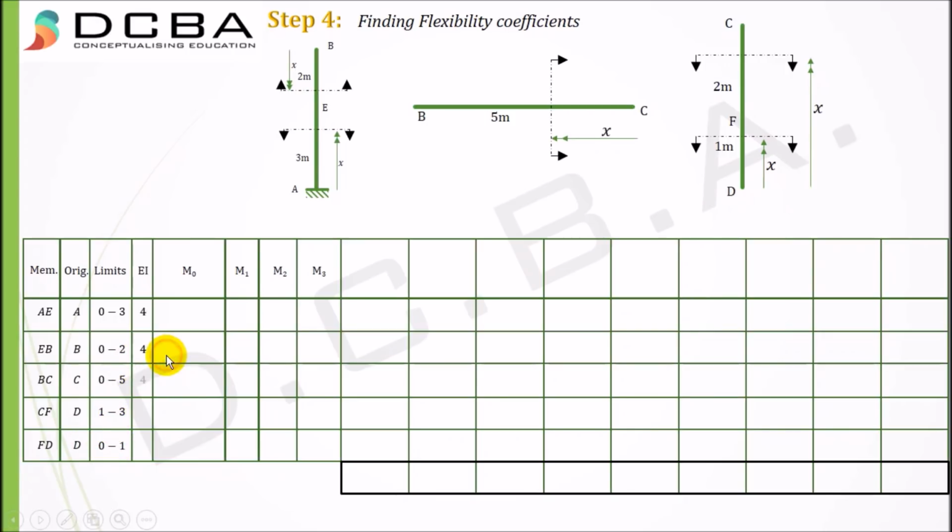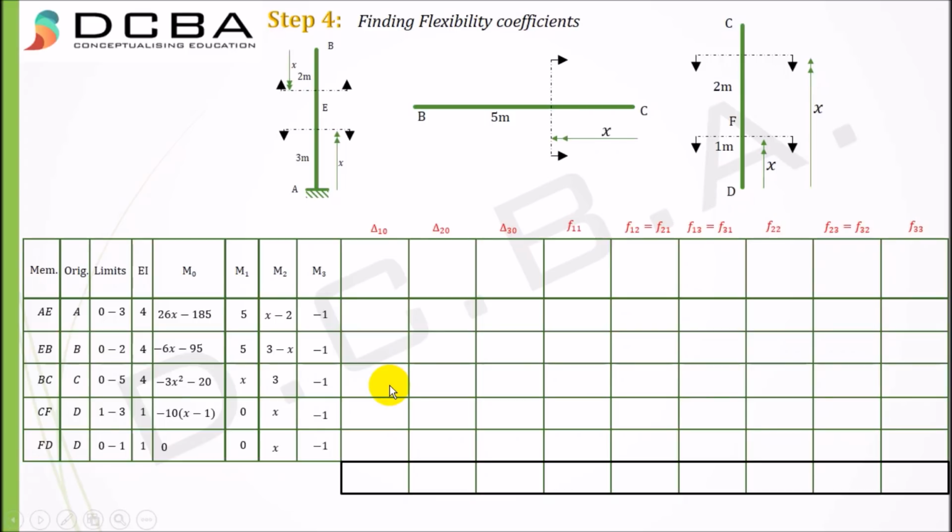EI for the members as given in the question was 4 EI, 4 EI and 1 EI. M0 equations, whatever you got: M0 equation for AE was 26x minus 185. For EB it is minus 6x minus 95. For BC it is minus 3x square minus 20. CF, FD. M1 equation for AE, 5 x 0 0. M2 equations: x minus 2, 3 minus x, 3, x, x, and M3 I think was all minus 1, right? All were minus 1. Okay.